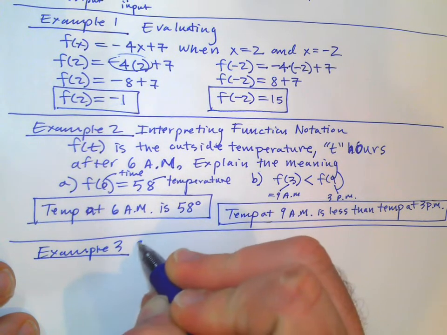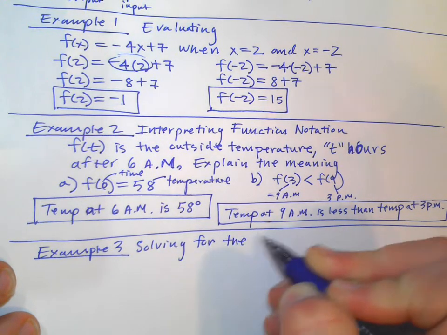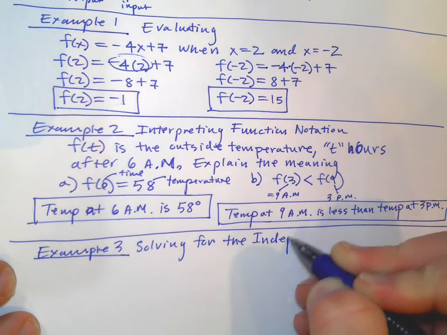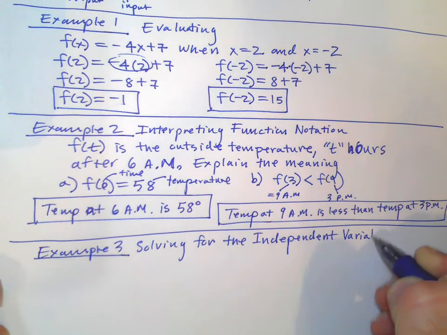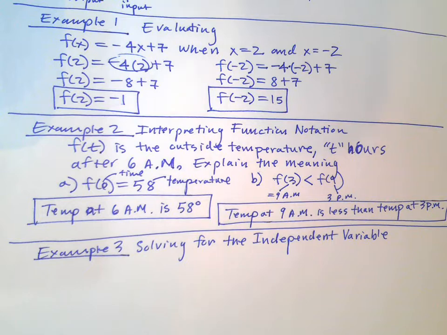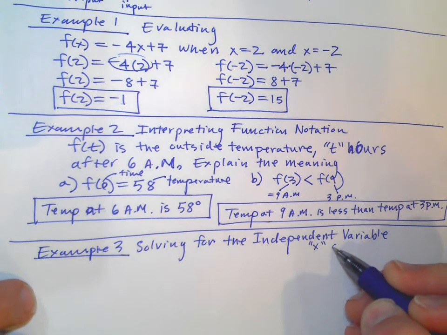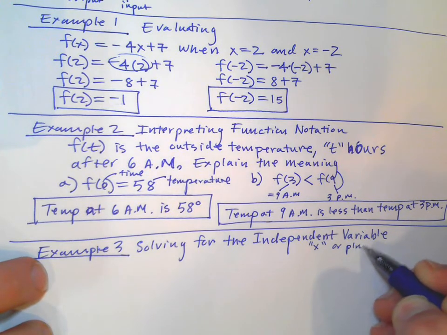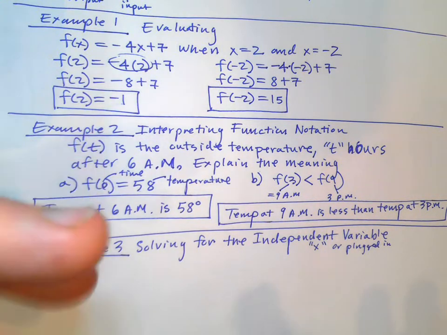Example 3, solving for the independent variable. Now, we've talked about this in previous lessons, independent, dependent. The independent variable doesn't depend on anything. So does x depend on something or not depend on anything? Does y depend on something or not depend on anything? So generally, the independent variable is usually x. It's what's being plugged in because we can pick whatever we want. And the dependent variable is the one that depends on it.